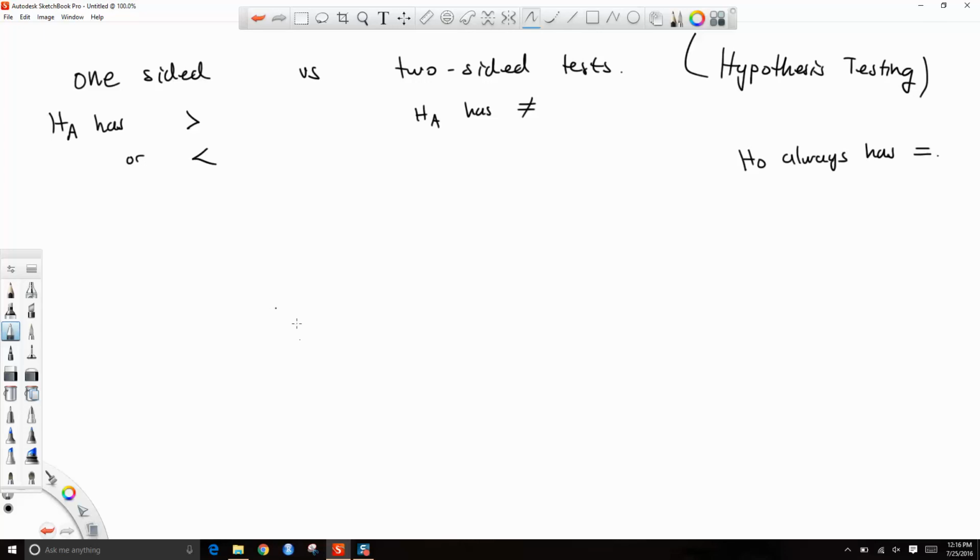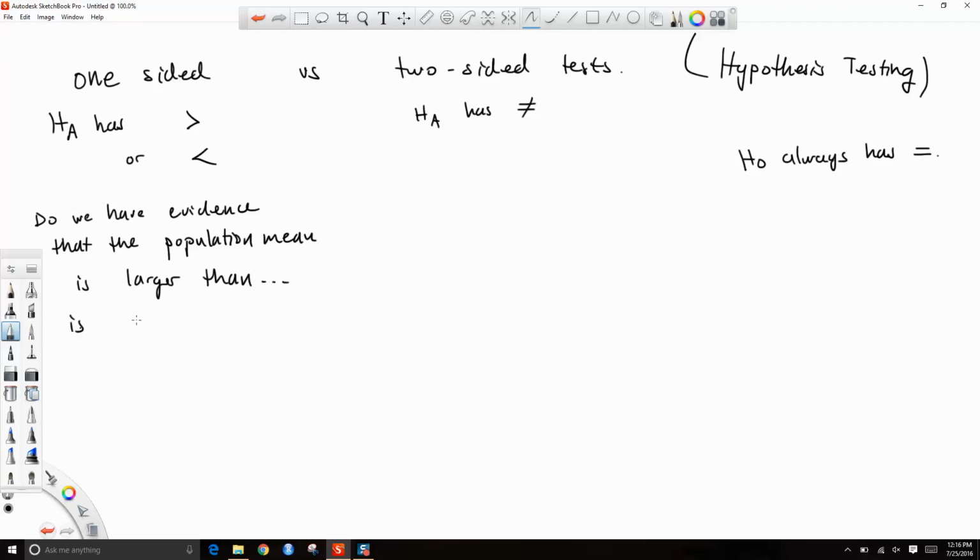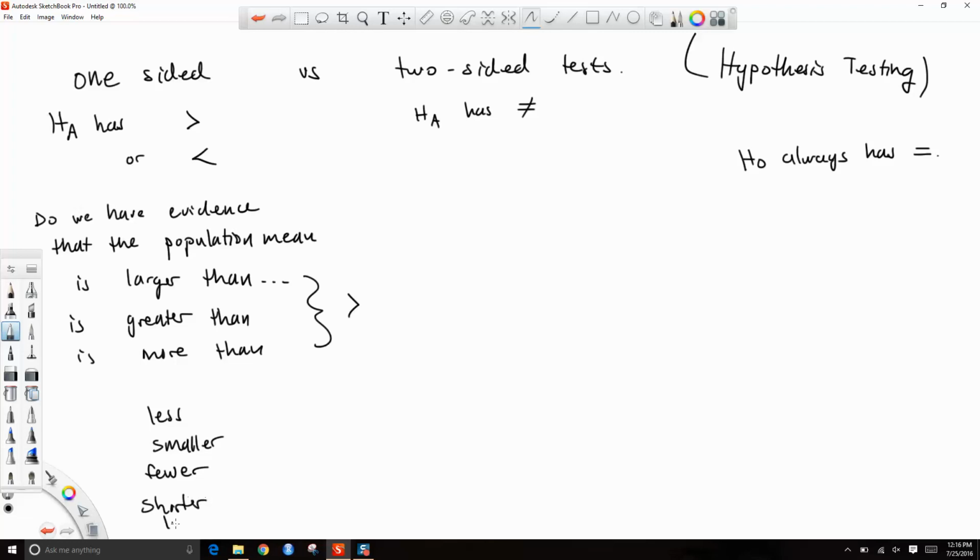Okay? One-sided test, in the question it will say, do we have evidence that the population mean or proportion is larger than something, or is greater than, or more than, whatever? All of these types of comparison words. Or less, or smaller, okay? All of these would turn into greater than, or less than: smaller, fewer. If we're talking about heights, shorter, lighter. You guys know how words work, okay?